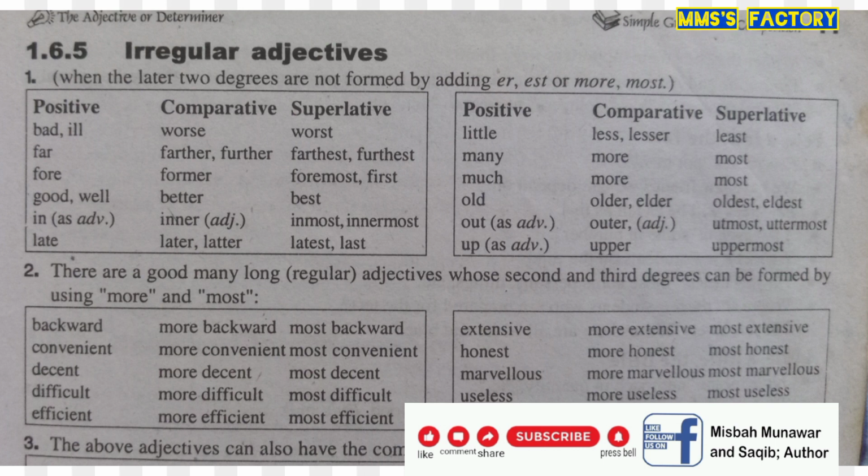Irregular adjectives. When the later two degrees are not formed by adding "er", "est", or "more", "most". Positive, comparative, superlative. Bad or ill, worse, worst. Far, farther or further, farthest or furthest. Fore, former, foremost or first. Good or well, better, best. In, inner, inmost or innermost. Late, later or latter, latest or last.